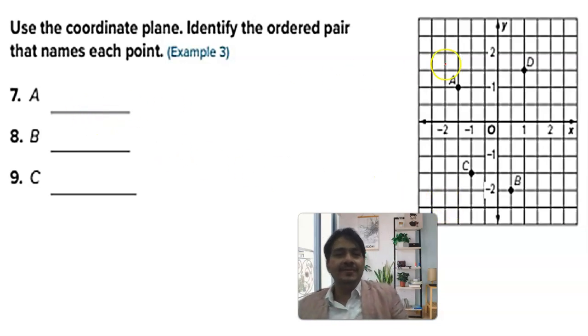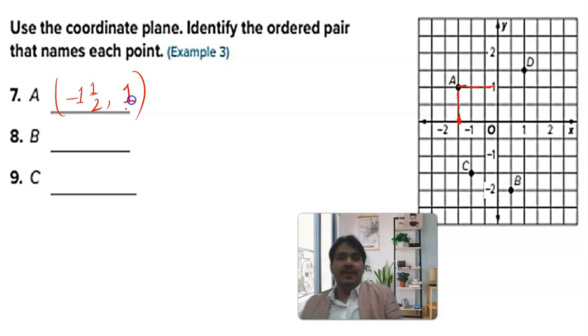Similarly, in the question, you just have to write the point and the coordinates. Like for example, A. Where is A lying? Now you just have to drop a point here and see x is minus 1 half, minus 1, and y is 1. So x is minus 1, whereas y is 1. Okay. Okay, what about point B? Point B, x. Always first look at the x.